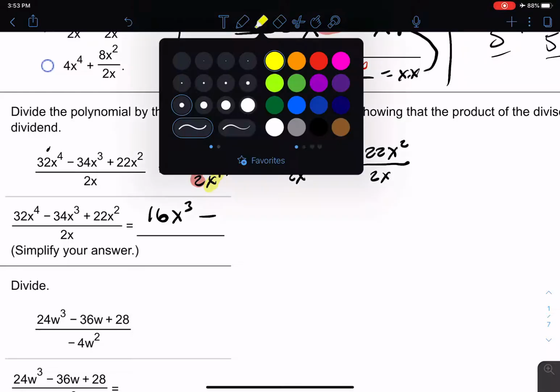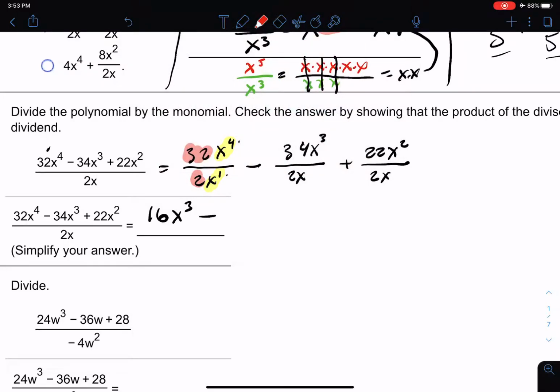Once again, going back, taking a look at our coefficients first. 34 divided by 2 is going to be, and we've got the negative sign, negative 17. And once again, 3 minus 1 gives us x squared. Then going back, we have 22 divided by 2. That's going to give us 11. And then we have 2 minus 1 leaves us with just 1x. So there is the answer. That's all you have to put into the computer.